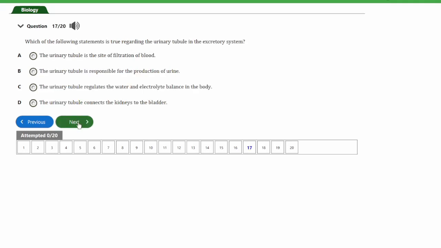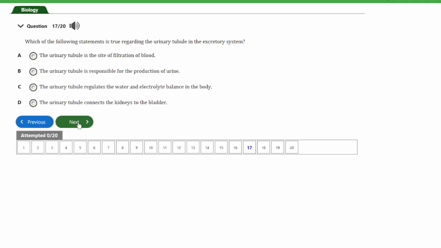So let's look at the next question. Question number 17. It says, which of the following statements is true regarding the urinary tubule in the excretory system? So guys, we have A, the urinary tubule is the site of filtration of blood. B, the urinary tubule is responsible for the production of urine. C, the urinary tubule regulates the water and electrolyte balance in the body. D, the urinary tubule connects the kidneys to the bladder. So guys, the answer to this question is option B.